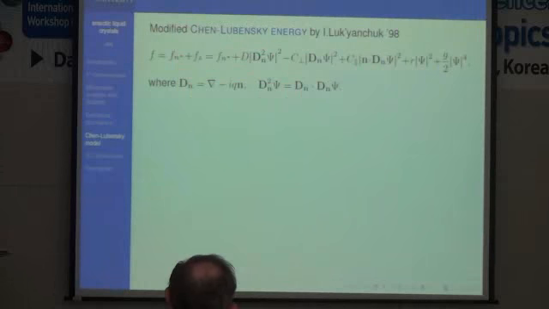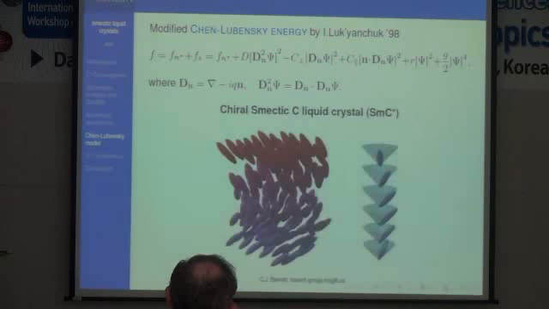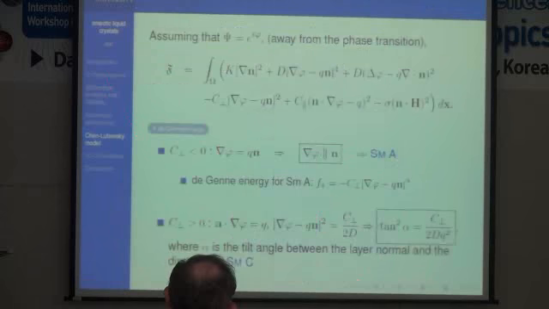Now we extend this to the Chen-Lubensky energy. So the Chen-Lubensky energy was proposed in the 1970s, and it was modified by Luk'yanchuk in 1998. So that is kind of an effort to understand the smectic A and the smectic C. So this is the picture for the smectic C star. You can see that the molecules are around the surface of the cone. Then you can just move around for the chiral molecules.